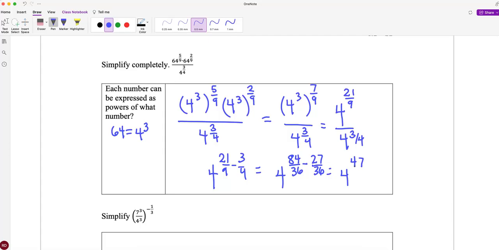Did I do that right? Let's see. 21/9, so multiply by 4, 84, 4 gets multiplied by 9, 27, oh, it's 57, sorry. 57 over 36, those are both divisible by 3, so 4 goes into there, 19 over 12. Okay.